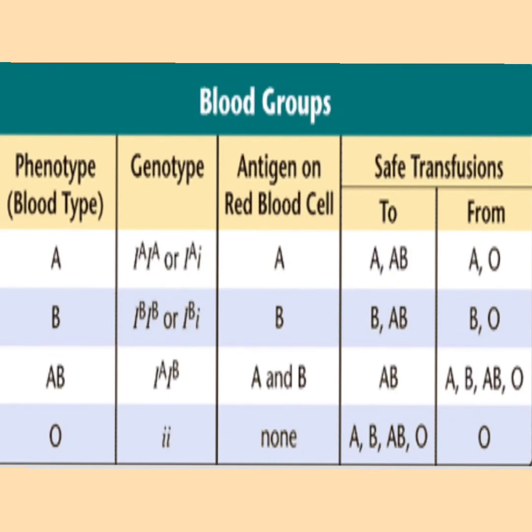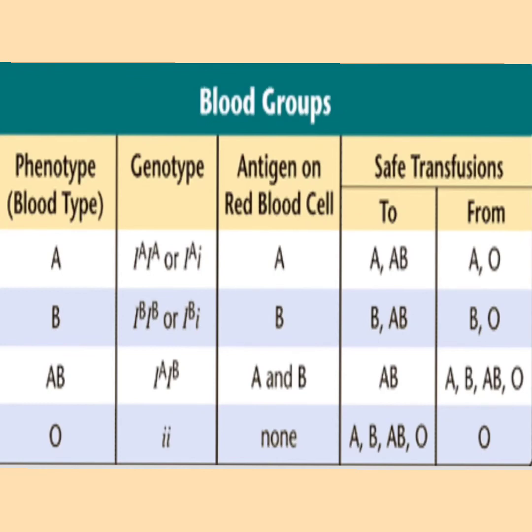If you take the third type, AB group, the genotype is I to the power of A and I to the power of B. The antigens A and B are present on the surface of the red cells. It can give blood only to AB, but it can receive blood from A group, B group, AB group and O group. Hence, it is called a universal recipient.